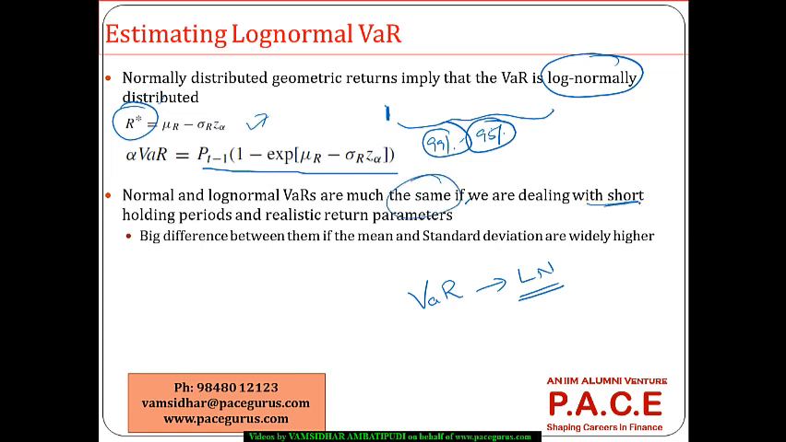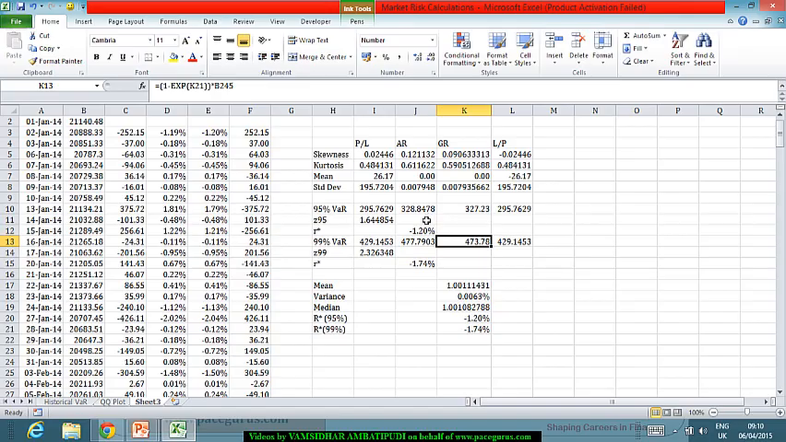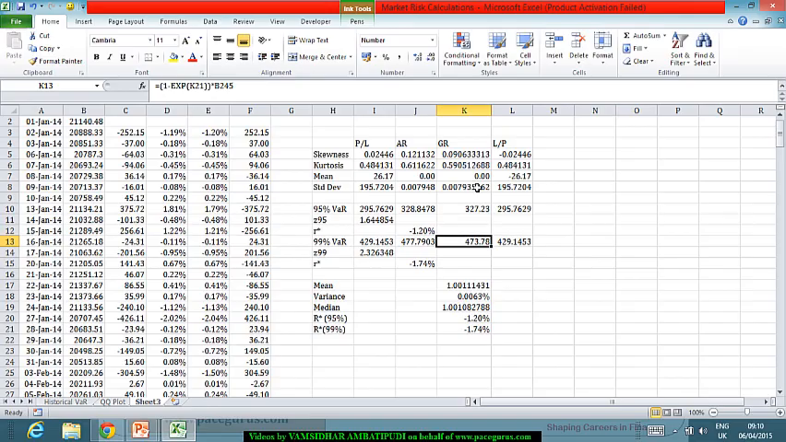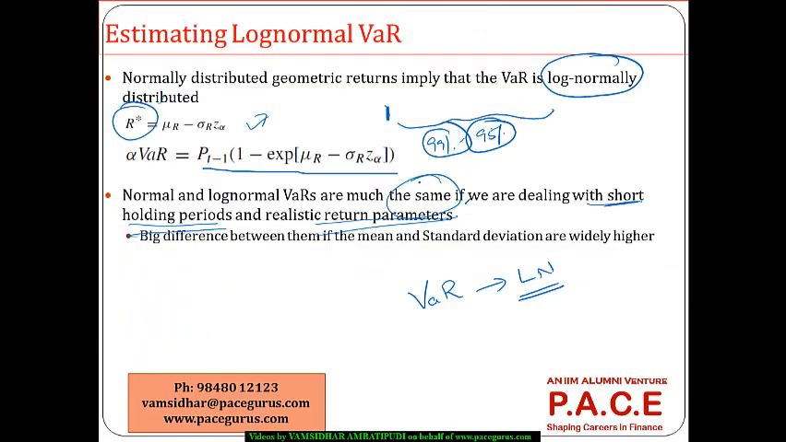if we are dealing with short holding periods. I am looking at it on a single day basis. Whether it is a 95% VaR or 99% VaR, between the normal VaR and log normal VaR, they are more or less the same, as long as the return parameters are more or less realistic. If I have much weirder numbers, mean being 10%, standard deviation being 50%, which are quite not realistic, in that case there may be a difference.